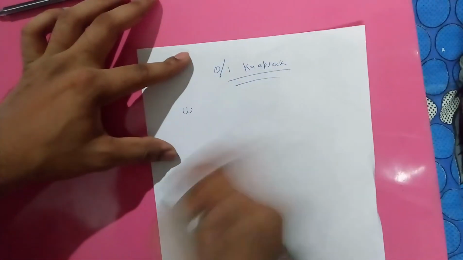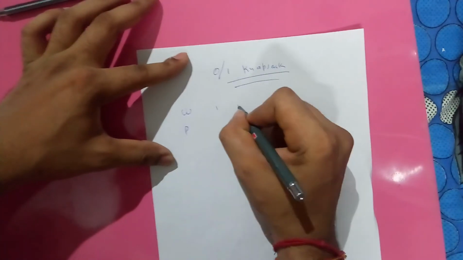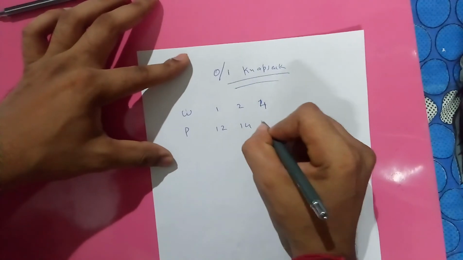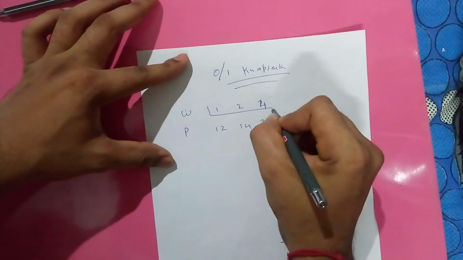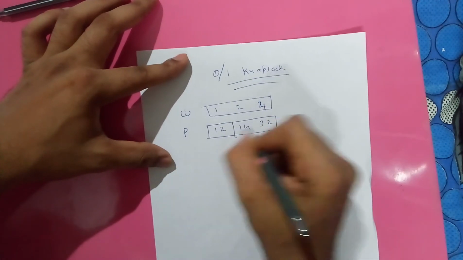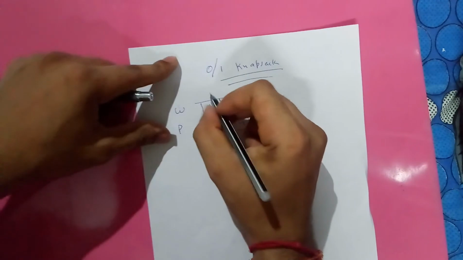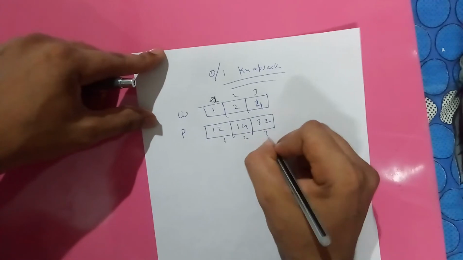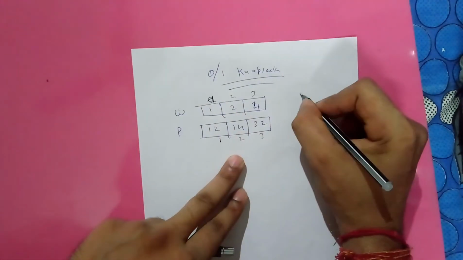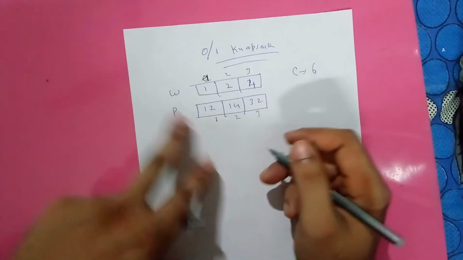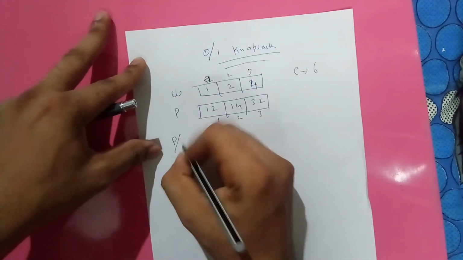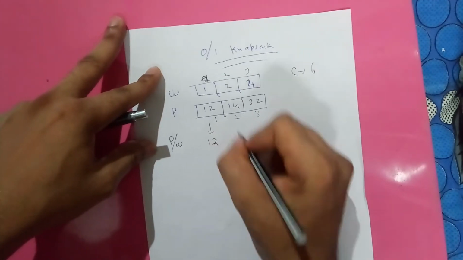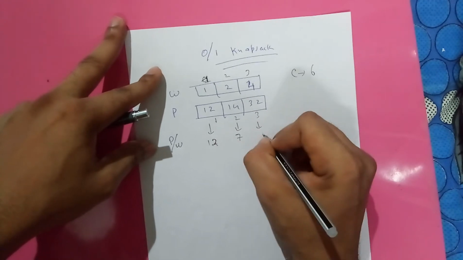I will be a bit quick. The profits are 12, 14, 32 and the weights are 1, 2, 4. This is item 1, item 2, item 3. The capacity is the same, which is 6 kgs. I need to find the profit to weight ratio. It will be the same as the previous one: this will be 12, this will be 7, and this will be 8.